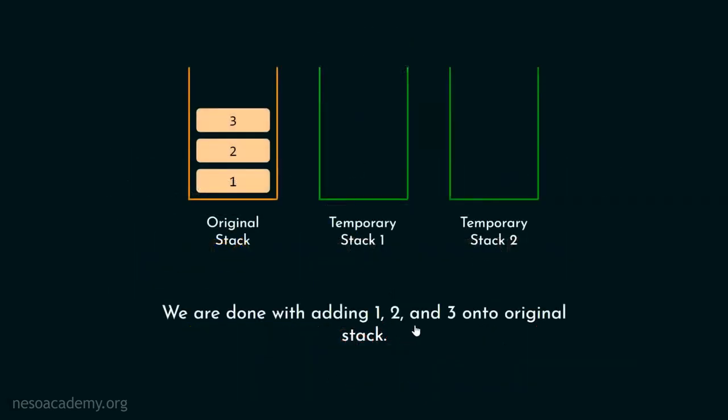We are done with adding 1, 2 and 3 onto the original stack, isn't that so? In the previous presentation, we have learned how to push all these elements onto the original stack. You can see that the topmost element of this stack is 3 and the bottommost element is 1. This is the current state of the original stack.